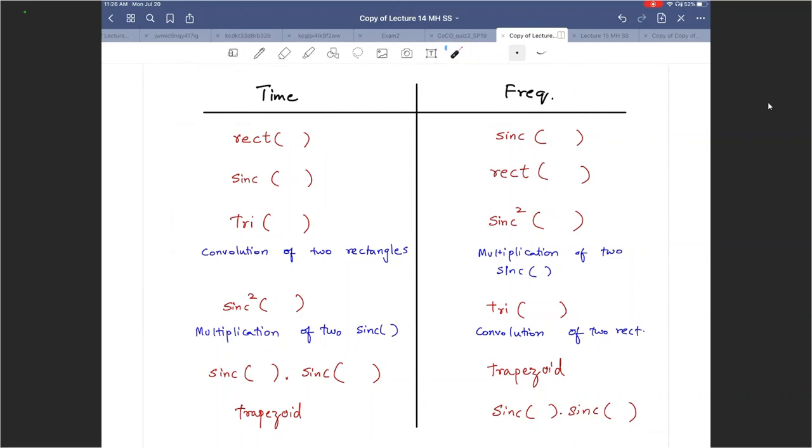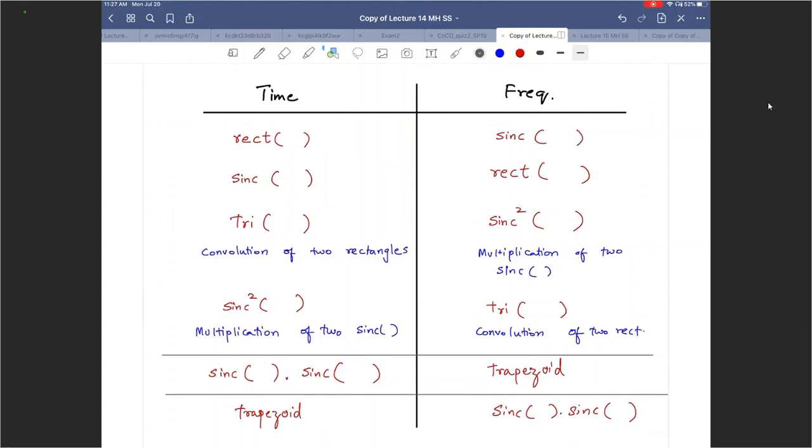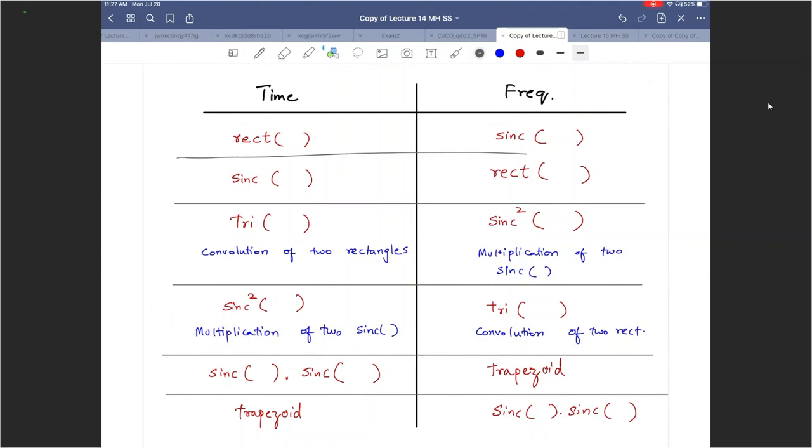Okay, so I hope you find this discussion helpful. It definitely helps me, because when I'm trying to work through Fourier transforms, this gives me a quick check whether I'm going in the right direction or not.